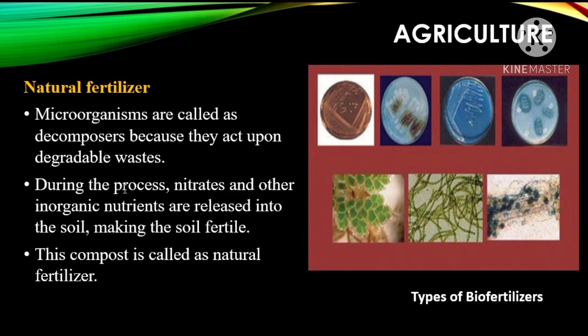During the process of this decomposition, nitrates and other inorganic nutrients are released into the soil, by which the fertility of the soil is increased. As a result, the yield or output will be more. Due to the action of microorganisms, the fallen dead plant or animal is decomposed. From the decomposed matter we get nitrates and other inorganic nutrients, which are released into the soil and thus increase its fertility. This compost is usually called a natural fertilizer.